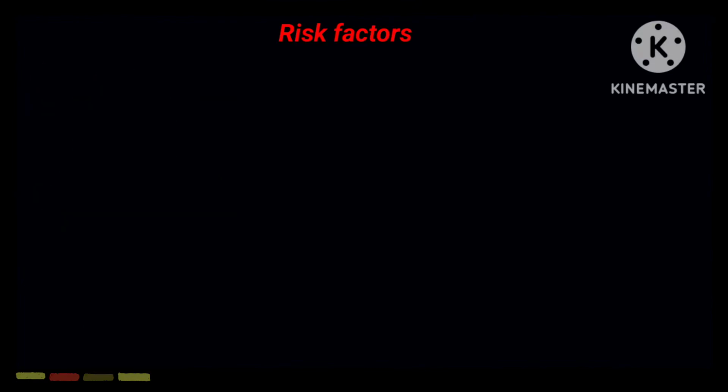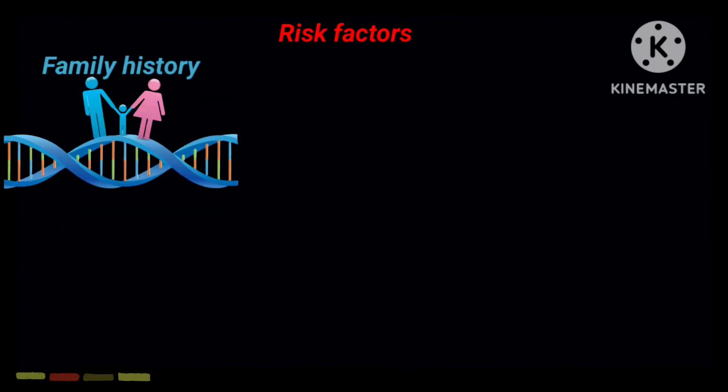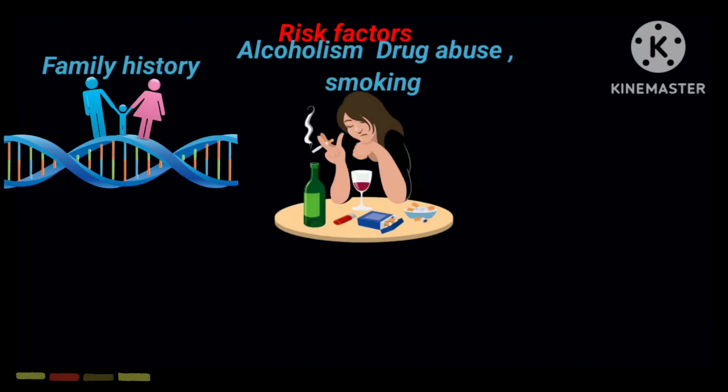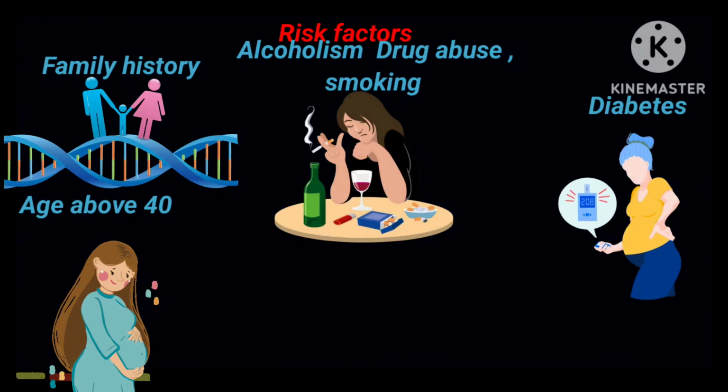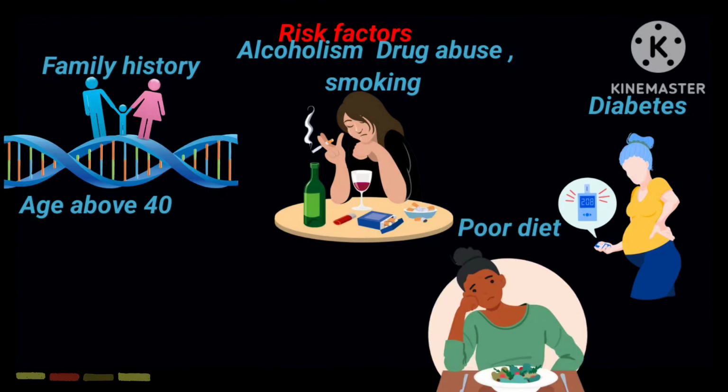Healthcare professionals do not know the exact cause of Tetralogy of Fallot in many babies. However, there are some risk factors that have been associated with the condition. These include family history, maternal alcoholism, drug abuse or smoking, maternal diabetes, maternal age above 40, and poor prenatal diet.